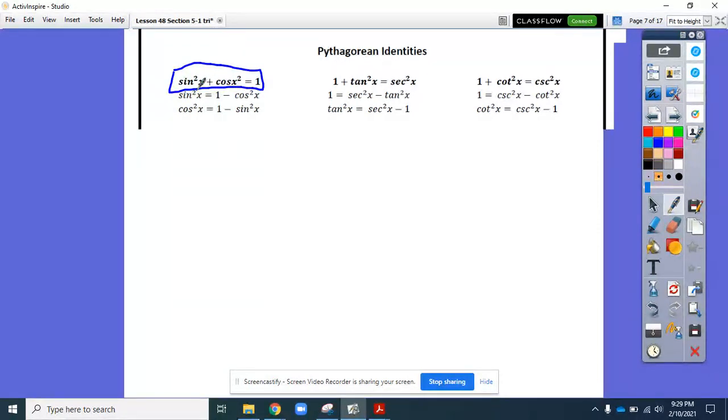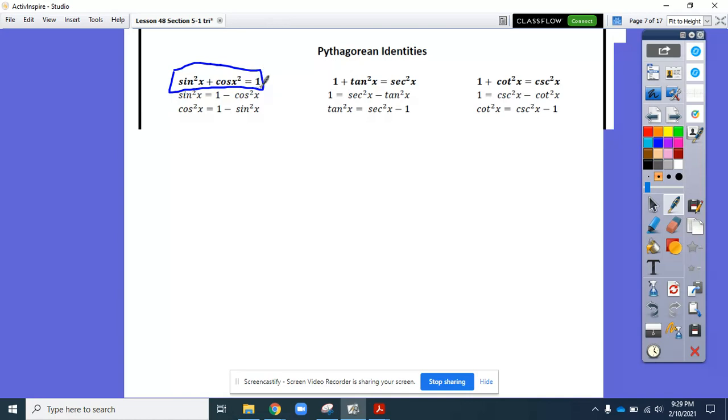So look at how these three are all the same identity, just written in different ways. So here's what this says. If you're in a problem and you see sine squared plus cosine squared, you can call that just 1. If you in a problem see 1 minus cosine squared, you can replace that with sine squared. If you see cosine squared, you can rewrite it as 1 minus sine squared. You can use either direction on these.